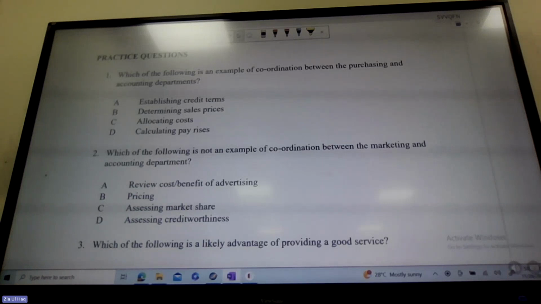Establishing credit terms. Mean how much credit we should obtain from the supplier? Yes. Determining sale prices. No, purchase relating to purchase prices. Allocating cost. No, this is relating to production department. Calculating pay rises. Pay rises is relating to payroll rather than relating to purchases. So this is our main.